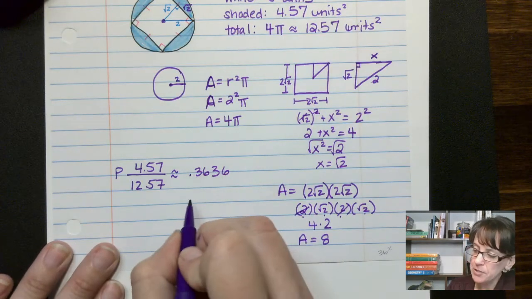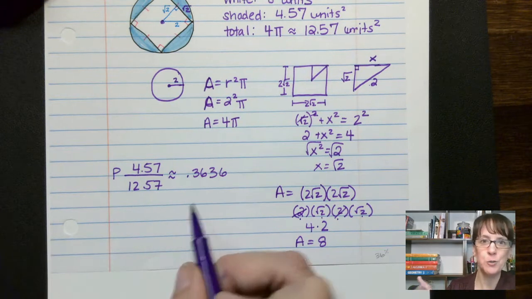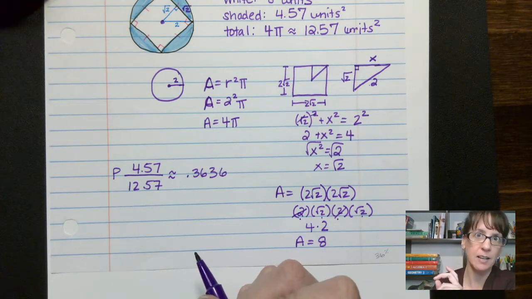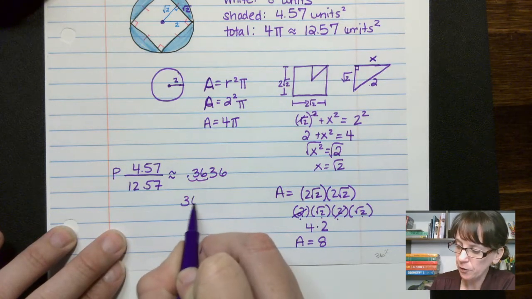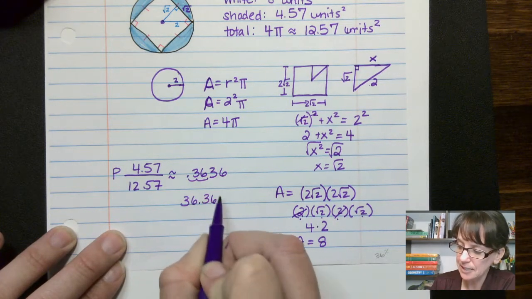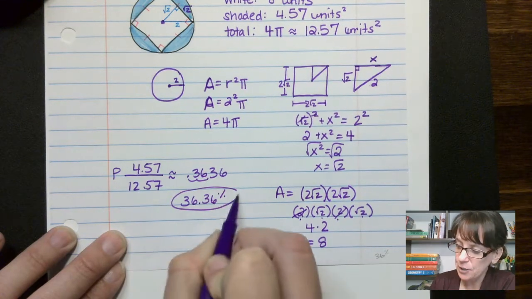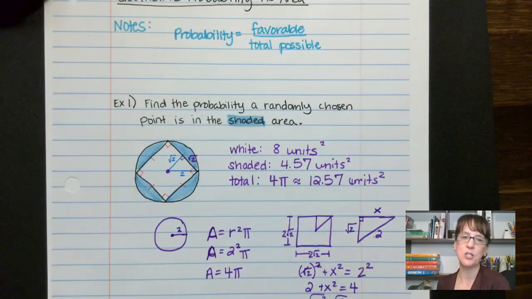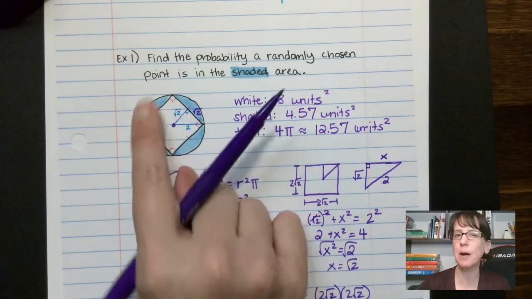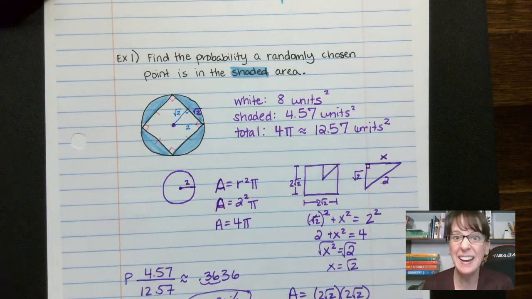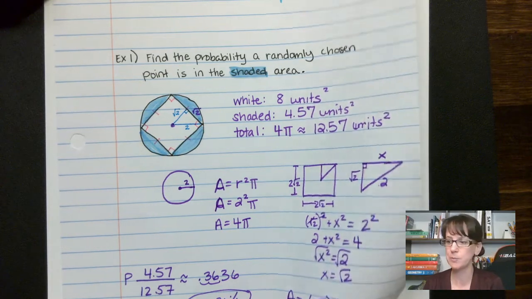Now turn that into a percent. Remember, a percent sign has 2 dots, so move the decimal 2 spots over if that helps. 1, 2. So we end up with 36.36%. So what are the chances that it lands in that shaded area? Roughly 36%. And that seems about right. It doesn't look like it's more than half or something like that. So I think that helps.